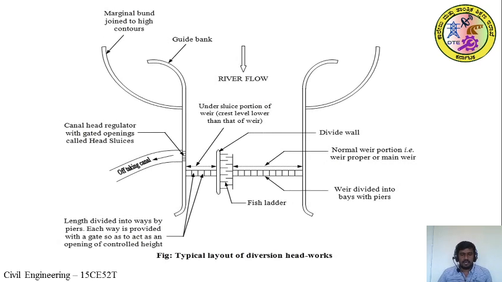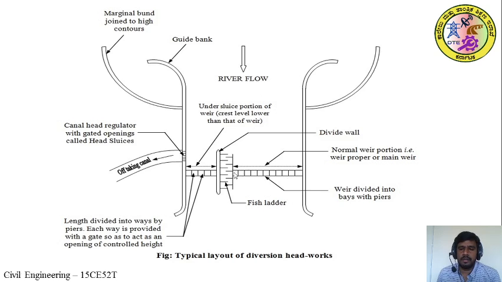Now let's see the typical layout of diversion headwork. As we know, the diversion headworks are the structure constructed across the river to divert the water for the off-taking canals. These definitions we already know. Look at this diversion network. This is the direction where the river is flowing. In a straight path, we are going to construct a wall, a barrier, that is called a weir, across this river.